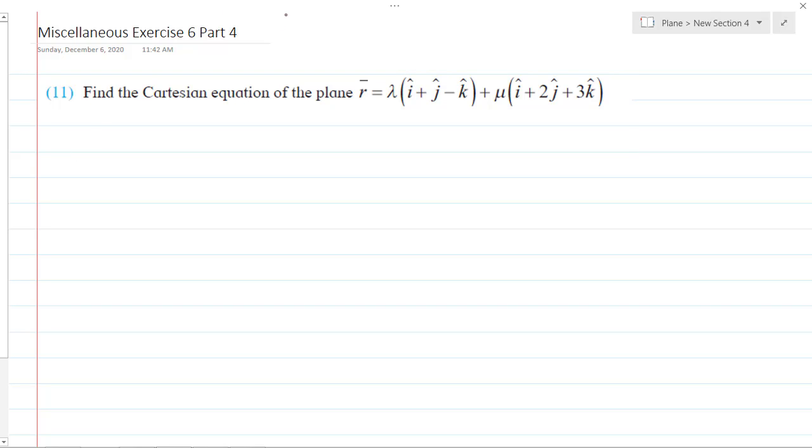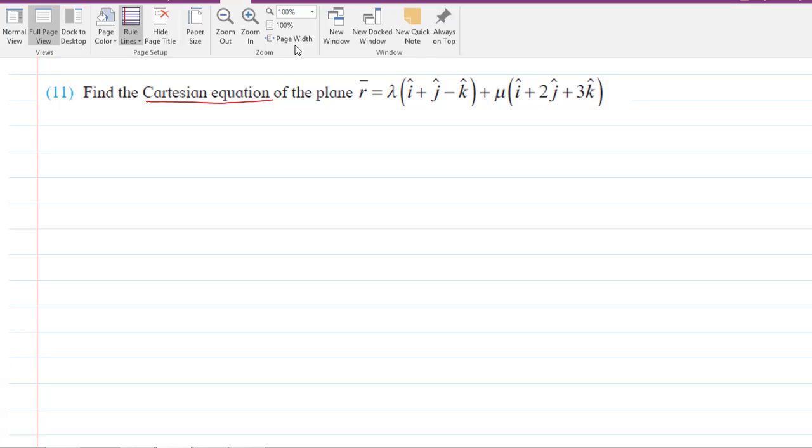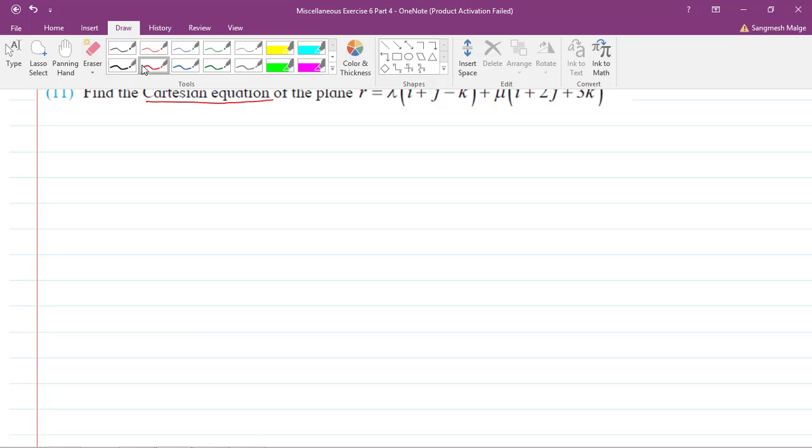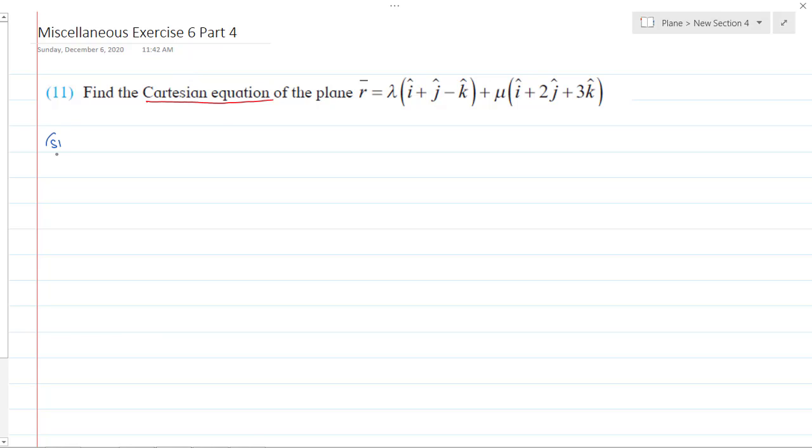Now let's see, find the Cartesian equation of the plane r bar is equal to lambda into this plus mu into this. After reading this question, what you can remember is very important. Step number 1 is the plane equation they have given. So let's write it: r bar is equal to lambda into i plus j minus k plus mu into i plus 2j plus 3k.